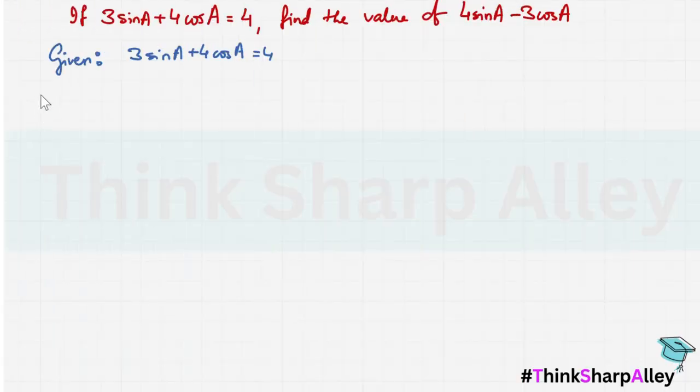Hey thinkers, we are back with an interesting question. This question is interesting because if you see what is given and what we have to find, the coefficients are just interchanged and the sign in between is also changed. So we approach this problem with squaring both sides and we will enter into an identities land. Which identity? Obviously a plus b whole square. So the first step is showing that we are squaring both sides.